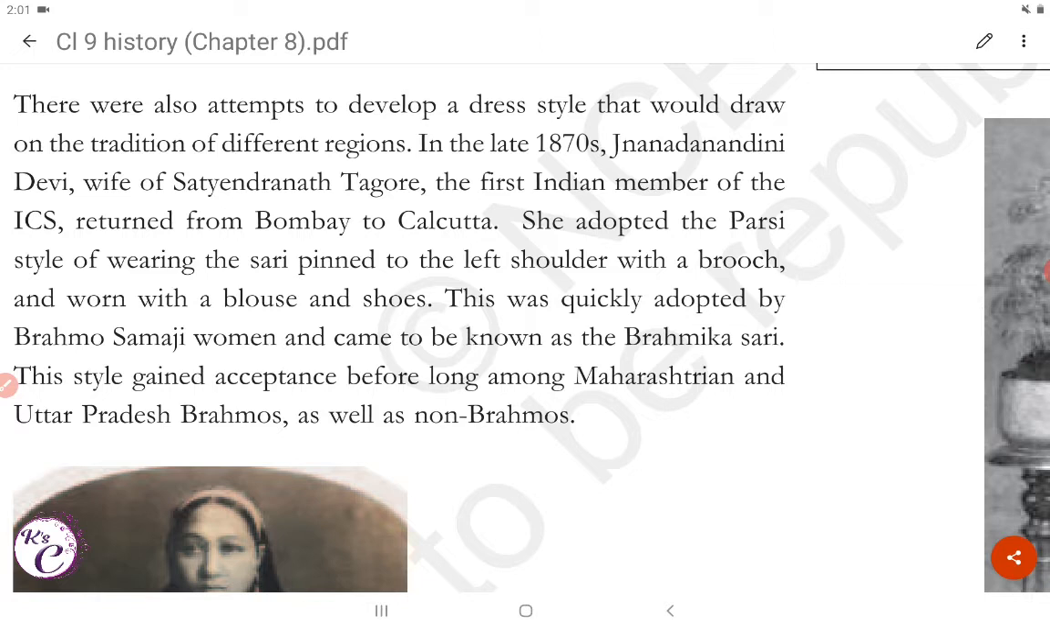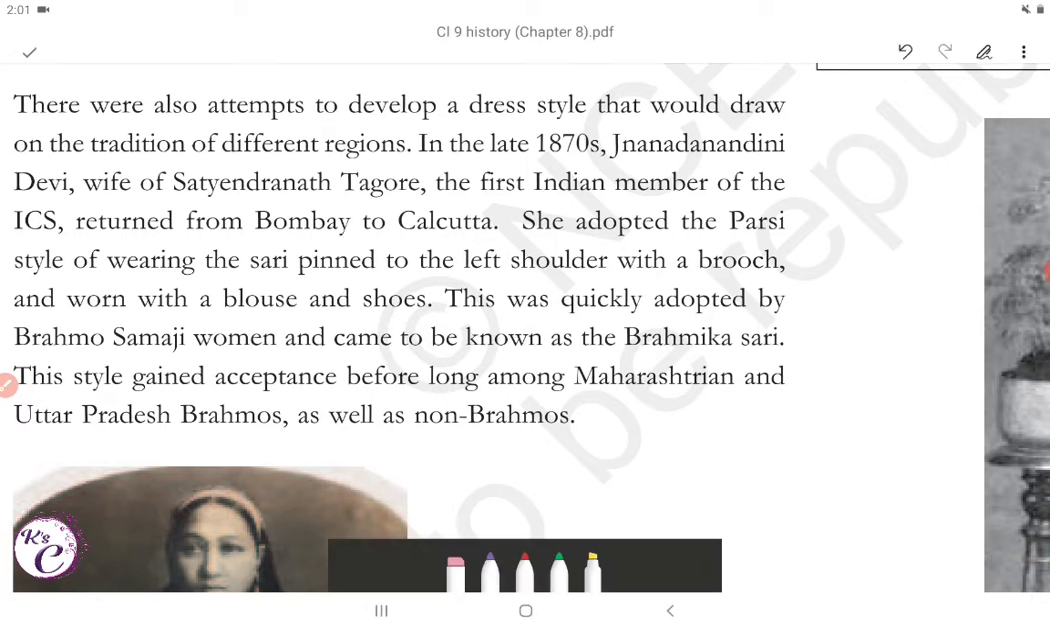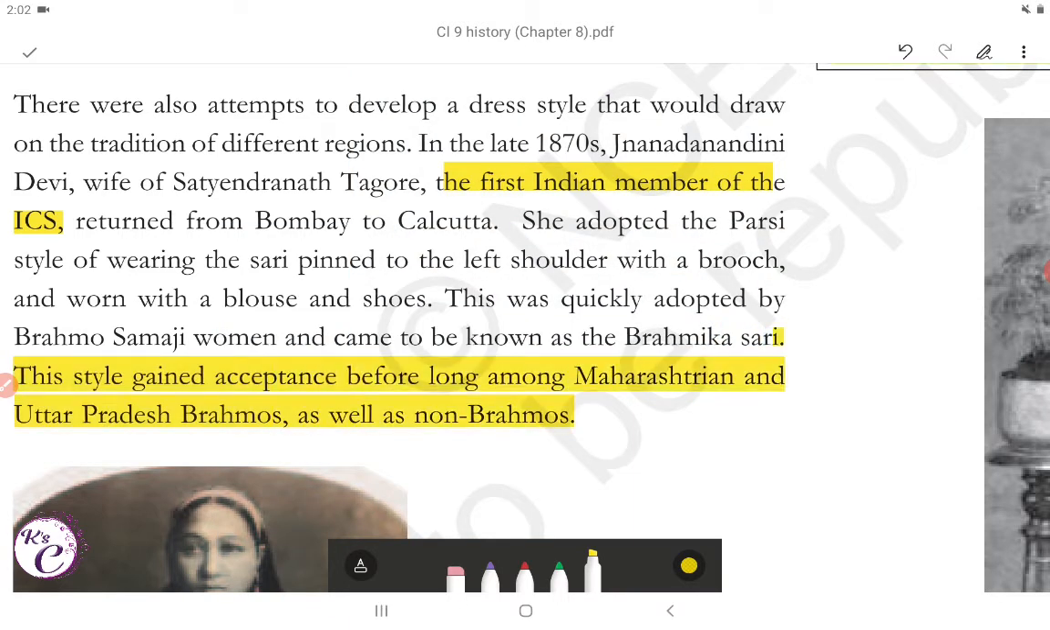In the late 1870s, Jnanadanandini Devi, wife of Satyendranath Tagore, the first Indian member of the ICS, returned from Bombay to Calcutta. She adopted the Parsi style of wearing the sari pinned to the left shoulder with a brooch and worn with a blouse and shoes. This was quickly adopted by Brahmo Samaji women and came to be known as the Brahmika sari.